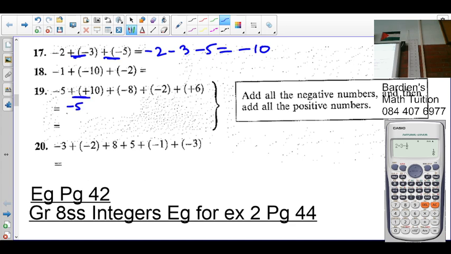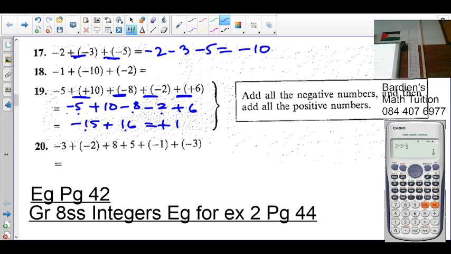Negative 5. What's positive times positive? Positive 10. Positive times negative? Negative 8. Positive times negative? Negative 2. Positive times positive? Positive 6. Now it says add all the negative numbers and then add all the positive numbers. But if you want to, you could have done that. So that's going to give you minus 5 minus 8 minus 2 is negative 15 plus 16. Which one is bigger? 16 or 15? 16. And 16 minus 15 is 1.